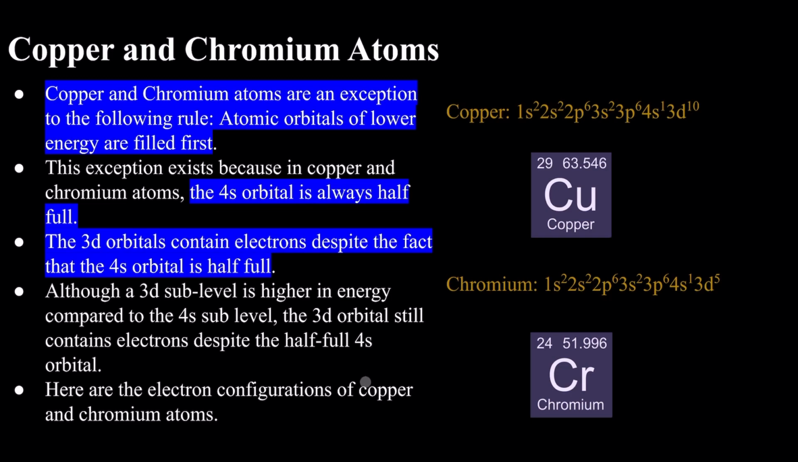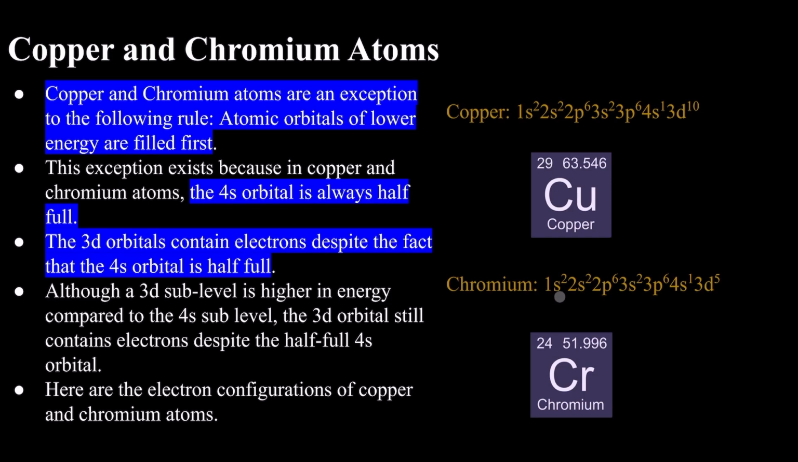So here are the electron configurations of copper and chromium atoms. This is not using the X, Y, and Z, this is just showing the sublevels. So here we have 1s2, 2s2, 2p6, 3s2, 3p6, and then 4s1. This is half full, but we have 3d10. So electrons have already filled the 3d sublevel despite the fact that the 4s is still half full. And again, copper has 29 electrons.